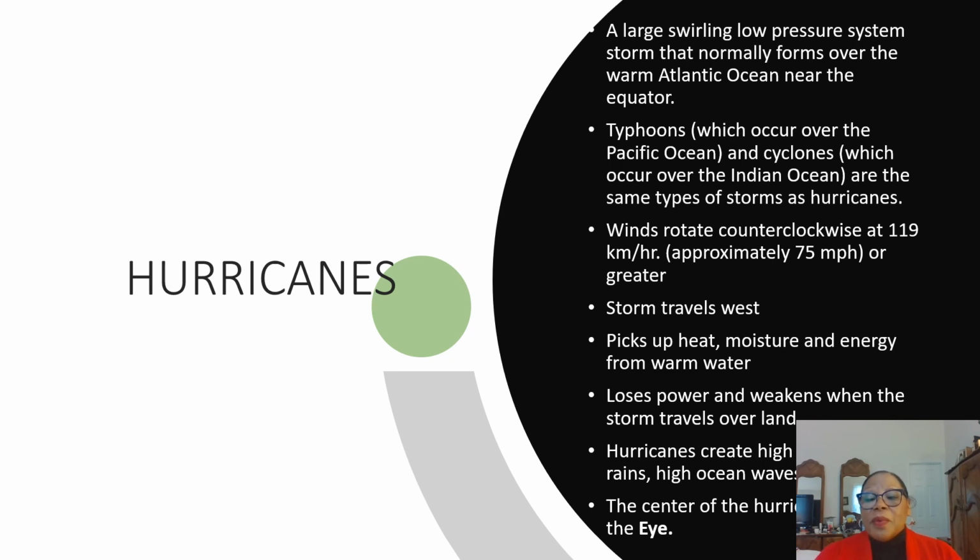A hurricane creates high winds, heavy rains, and high ocean waves and floods. The center of the hurricane is called the eye. Sometimes as a hurricane is approaching an island, the island will receive the front end of it, and then the eye will pass over, creating a kind of clear, calm day. And then as it proceeds over the island, the back side of the hurricane can cause just as much damage as the front end of the hurricane.